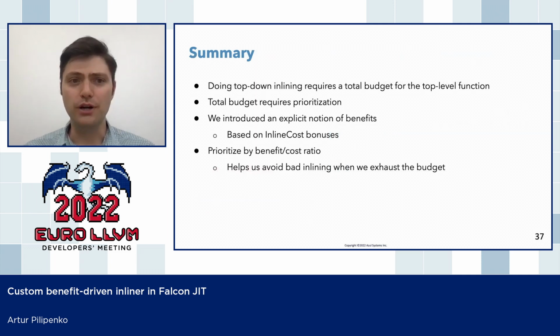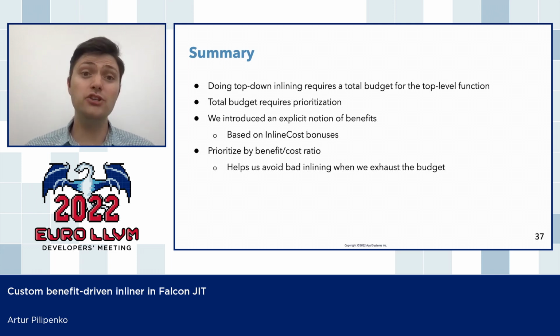To summarize this part, doing top-down inlining requires total budget for the top-level function. And total budget requires prioritization. We introduced an explicit notion of benefits that is based on InlineCost bonuses. And we prioritize the call sites in our inliner by benefit over cost ratio.